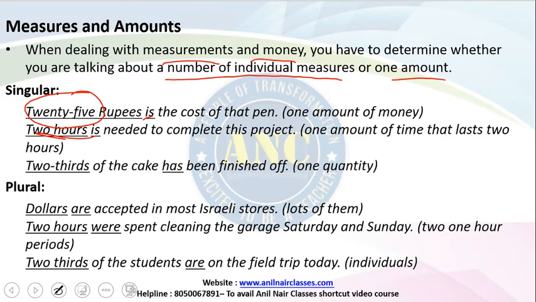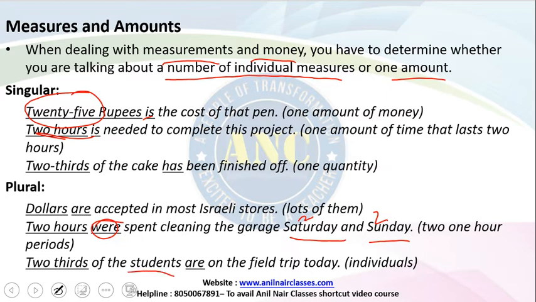Let's look at a few plural examples. Dollars are accepted in most Israeli stores. It means any denomination of dollars, right? Hence you're saying dollars are accepted in most Israeli stores. 2 hours were spent cleaning the garage on Saturday and Sunday. So you're spending 2 hours on each day. Hence plural, and you're saying were.